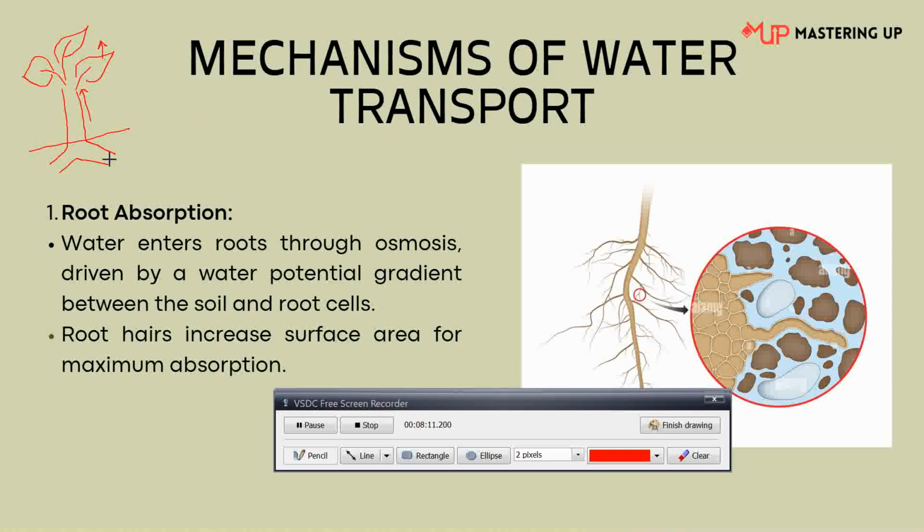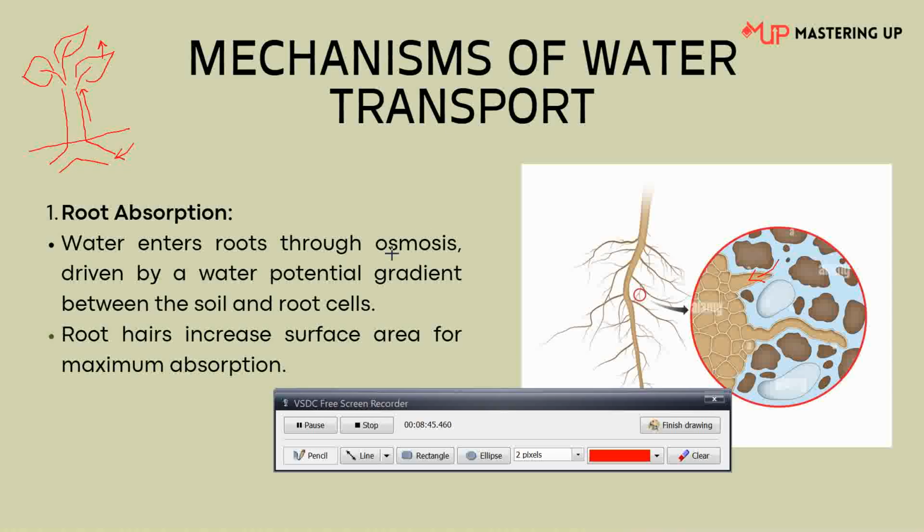But before that, water is absorbed into the root. Through osmosis, water enters the root. Here in this structure, you can see it clearly. The concentration of water is less in the root hair area, and around the root hair, the water concentration is more. So from higher concentration to lower concentration, water moves inside the root.